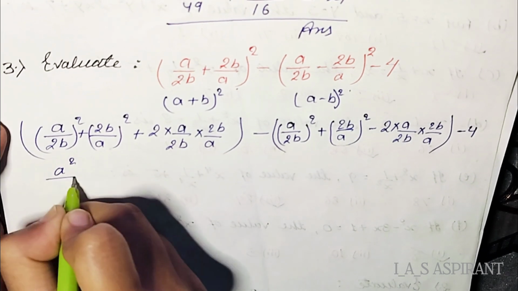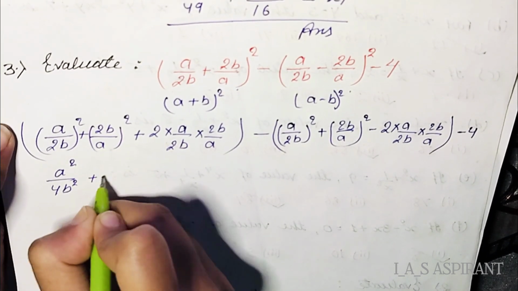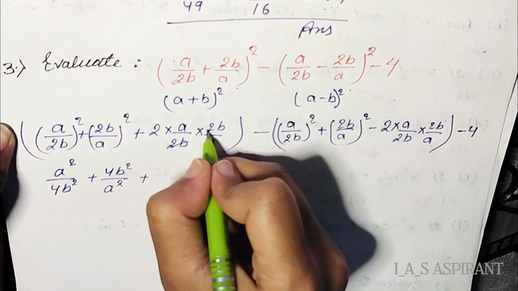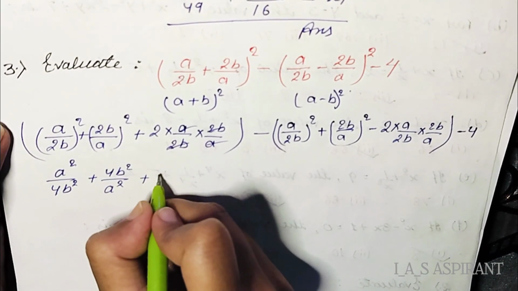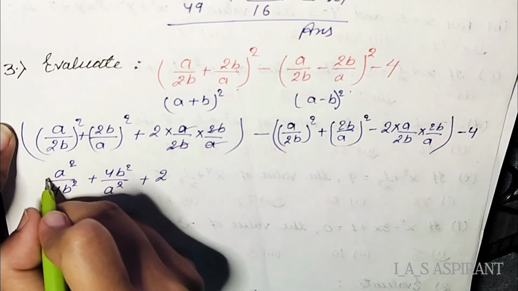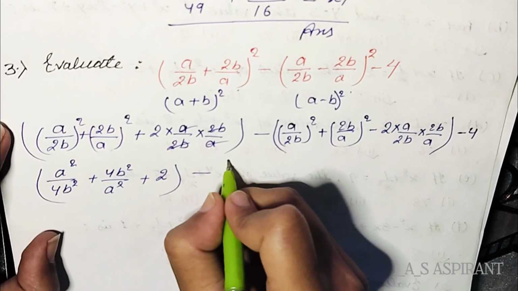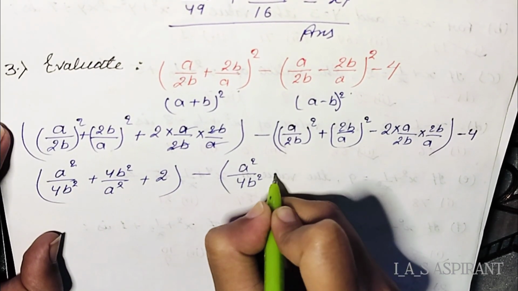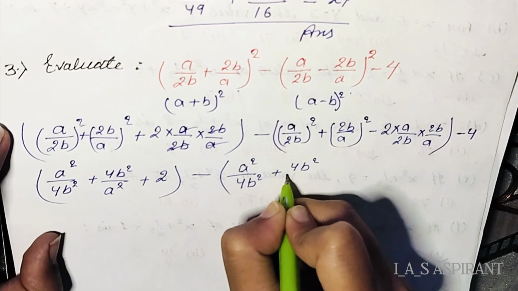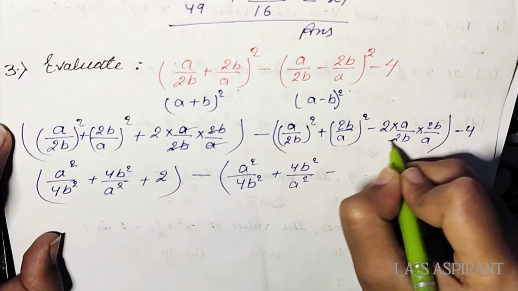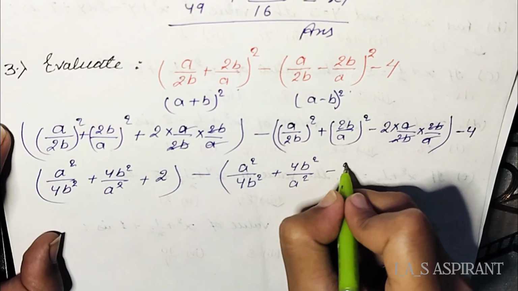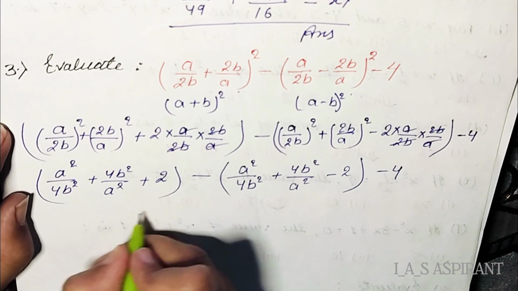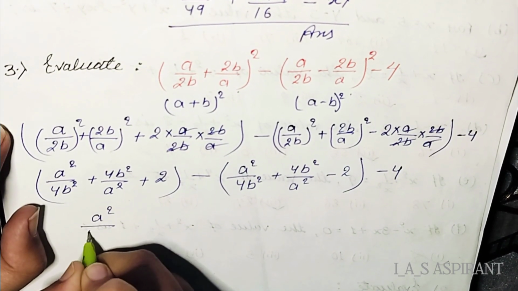So (a/2b) square will be a square by 4b square, plus 4b square by a square, plus 2 from the product that cancels. And again for this one, a square by 4b square plus 4b square by a square minus 2, and lastly 4. So now a square by 4b square.